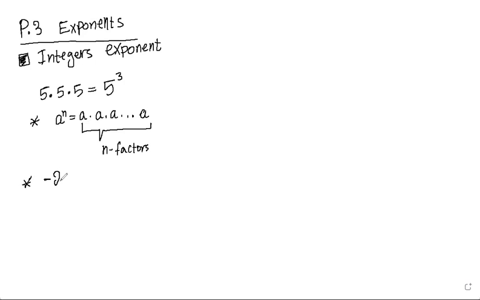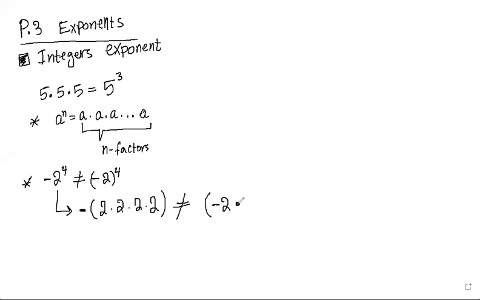I said minus 2 to the power 4 here is not equal to minus 2, everything, to the power 4. Why? Because here I apply the exponent only for the 2, but here I apply the exponent 4 for everything with a minus. So here this is equal to minus 2 times 2 times 2 times 2. And this is not equal to minus 2 times minus 2 times minus 2 times minus 2. Okay?